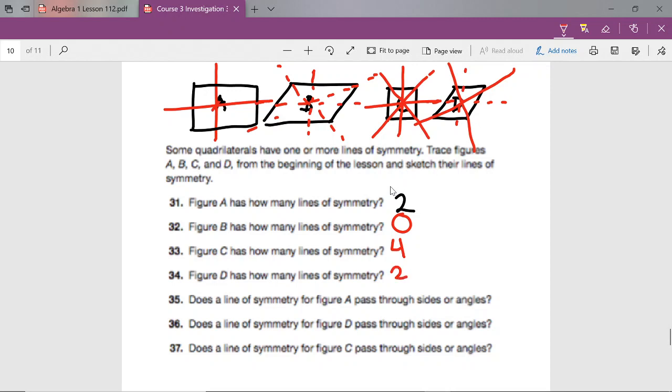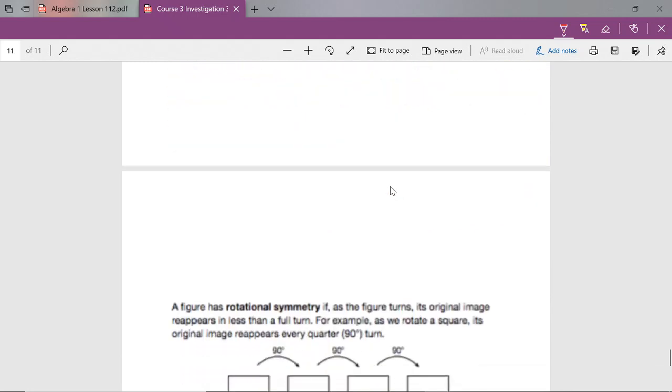All right, 35. Does a line of symmetry for figure A pass through the sides or the angles? We would say in this case, the sides. That's the only way that we got it to work. And then for D, this one up here, does it pass through the sides or the angles? We would say in this case the angles. The sides didn't work to actually cut through this. And 37, does a line of symmetry for figure C pass through the sides or the angles? We would say in this case through both of those. We had some through the sides and some through the angles.